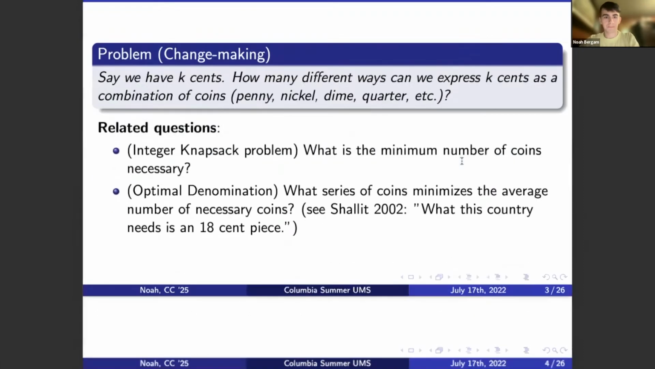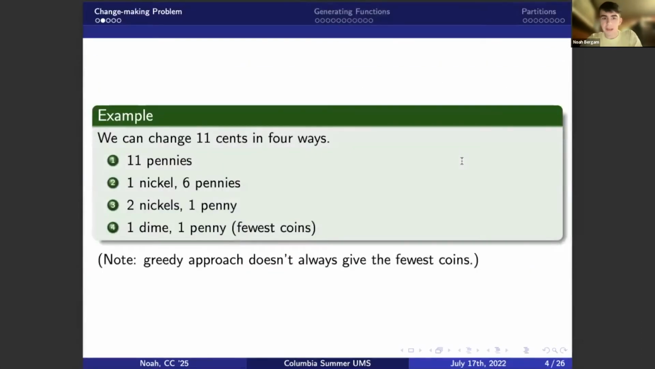Here's just an example. If we have 11 cents and we have our normal sense of coinage, then there are 4 ways we can express 11 cents, right? We could do 11 pennies, we could do 1 nickel and 6 pennies, we could do 2 nickels and 1 penny, or we could do 1 dime and 1 penny. And obviously that last one is the fewest number of coins because it's only 2 coins.